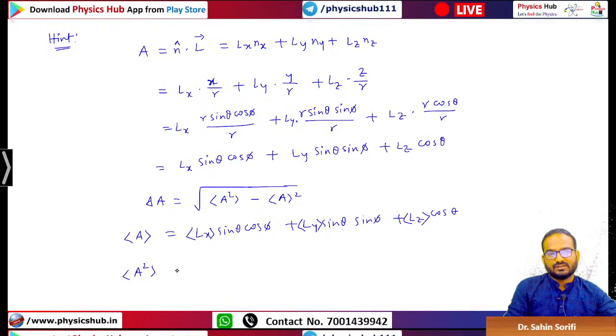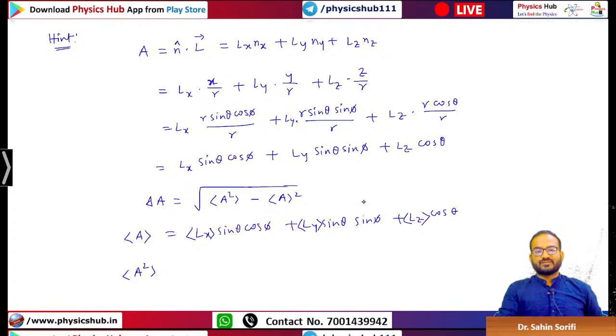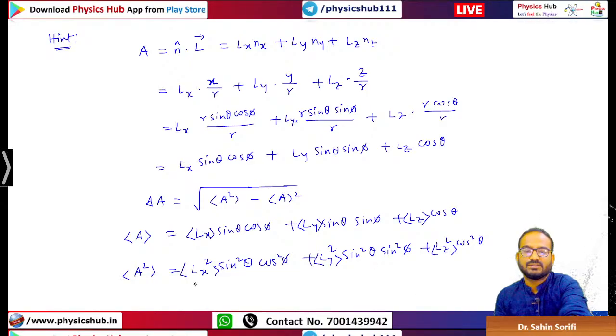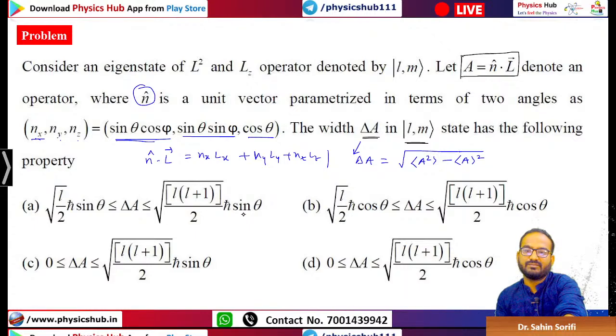If A is this, what will be A square? You know it. You can find out. A square will be Lx square sin square theta cos square phi, Ly square sin square theta sin square phi, Lz square cos square theta. Then you will take the expectation value of Lx square, Ly square and Lz square. Then you have to find out delta A and you have to find out the minimum and maximum value actually. Will you be able to do it?